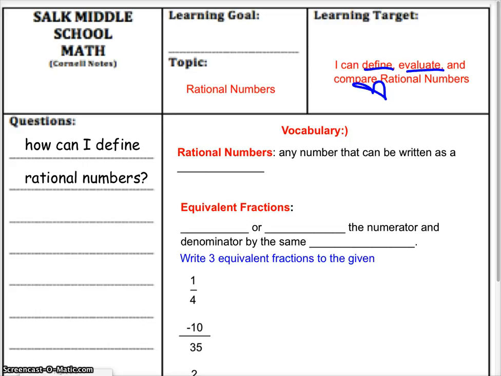A rational number is any number that can be written as a fraction. If a number can be written as a fraction, it's rational. For example, 3 can be written as 3 over 1. It's rational. 2.2 can be written as 2 and 2 tenths, which is 2 and a fifth, which is a fraction, which means that it's rational.